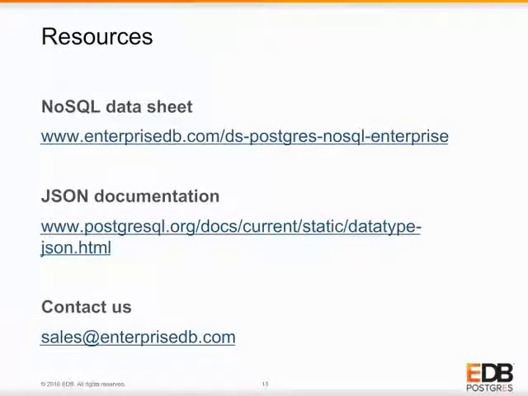Last, I would like to share some resources with you. So we have a NoSQL datasheet where you can get a good overview of what I've presented today. Then on the PostgreSQL community website, there's a JSON documentation available. You will see that it was added a couple of versions ago, and now in PostgreSQL 9.5, there are plenty of functions available for JSON. So if you are interested in what else it can do, what Mark didn't show you, you can look at that documentation. And always, if you have any questions, please feel free to contact us.